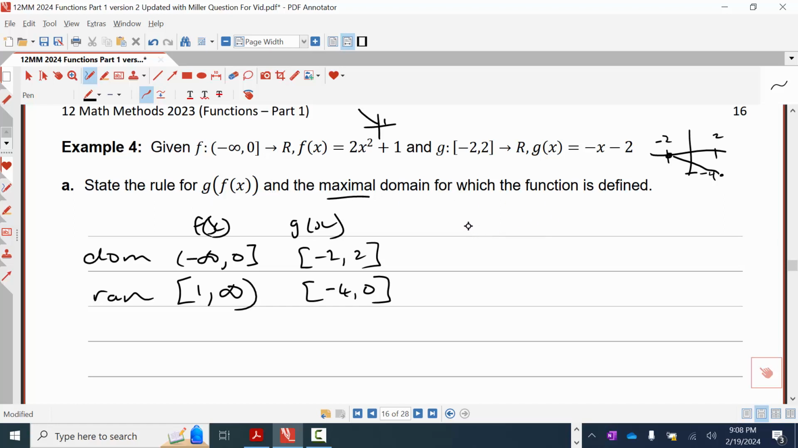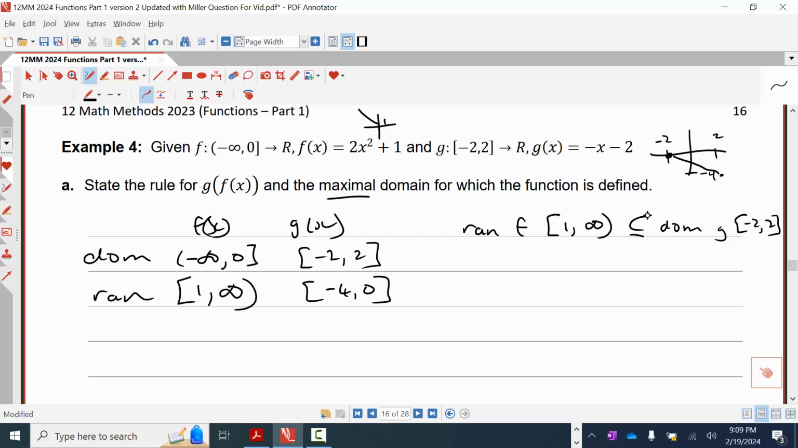So for the composition to exist, the range of f, let's find out what it is. So the range of it is 1 to positive infinity. For this to work, it has to be a subset of the domain of the outside, which is g. So it has to be domain g, and that's -2 to 2. Now that's a problem. So this produces values from 1 to positive infinity. This only accepts values between -2 to 2.